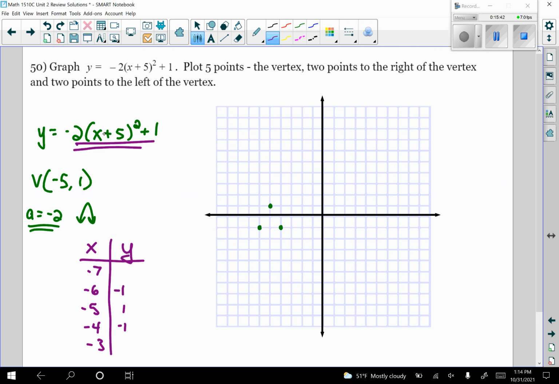Start with -3. -3 plus 5 is 2. 2 squared is 4. 4 times -2 is -8, plus 1 is -7. So we're looking at -7, -7, and then -3, -7. Or counting over 2, we count down 8. So here's our parabola.